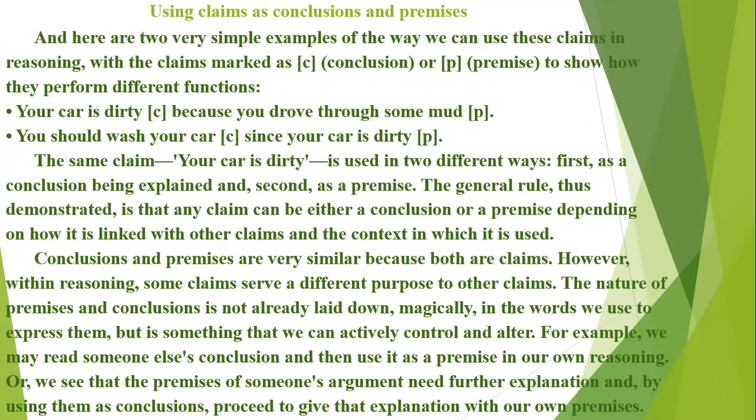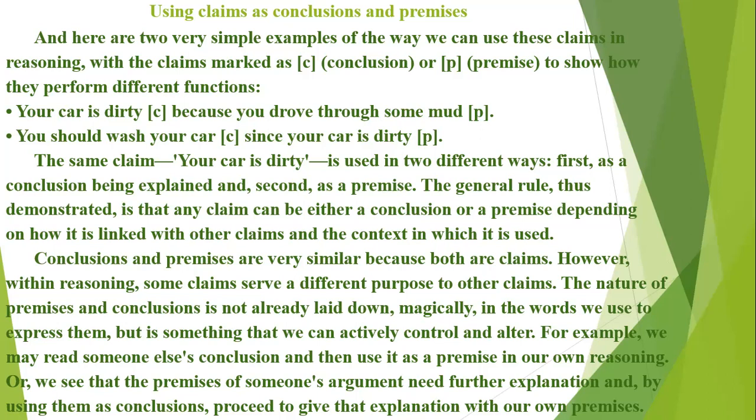Your car is dirty, C, because you drove through some mud, P. You should wash your car, C, since your car is dirty, P. The same claim, your car is dirty, is used in two different ways: first, as a conclusion being explained and, second, as a premise. The general rule, thus demonstrated, is that any claim can be either a conclusion or a premise depending on how it is linked with other claims and the context in which it is used.